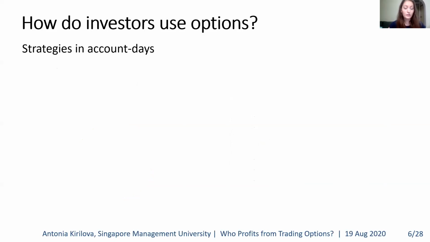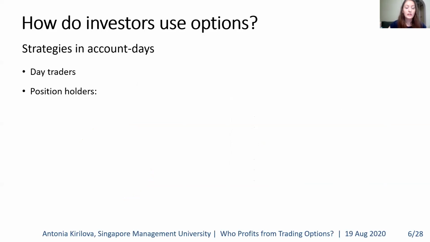So how do investors use options? We start by looking at the strategies in account days. So in the analysis here, we have account day observations. The first thing we do is we separate investors into day traders and position holders. For day traders, we define them as those accounts who only trade intraday, so they never hold a position at the end of the day.